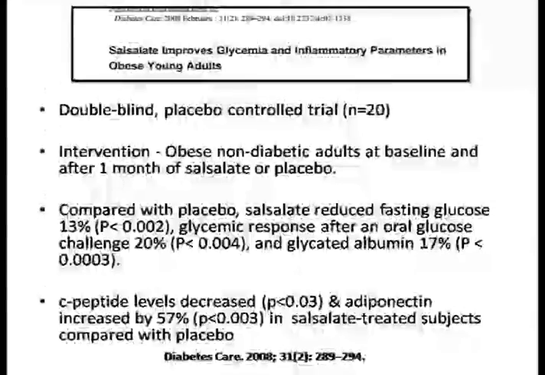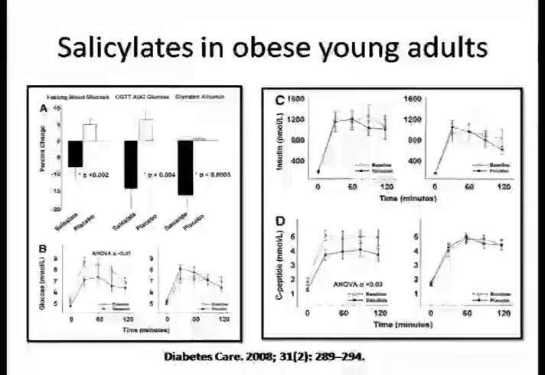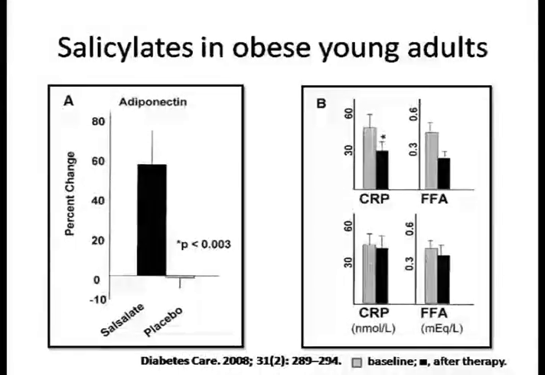This was another double-blind placebo-controlled trial, in obese young adults who are not diabetic. What was seen was a decrease in fasting plasma glucose. However, postprandial glucose was not affected. And there was a decrease in HbA1c. One can also appreciate a decrease in CRP and free fatty acids, and an increase in adiponectin.